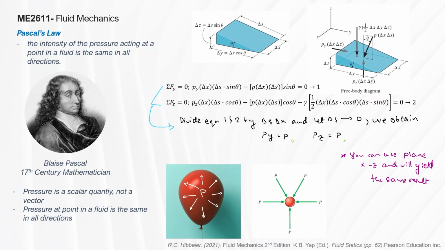Now, I could run you through the math, or I could just tell you that Pascal's law is basically that the intensity of pressure acting at a point in a fluid is the same in all directions. This just mathematically proves it. Using the X and Y axes, it proves that the applied pressure at a point should be equal on all sides. Pressure is a scalar quantity and not a vector, so it just spreads out, essentially saying that the pressure at a point in a fluid is the same in all directions.